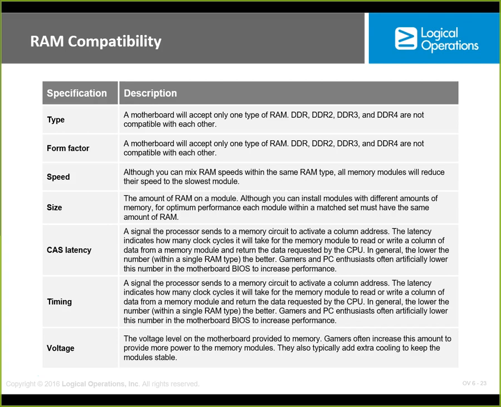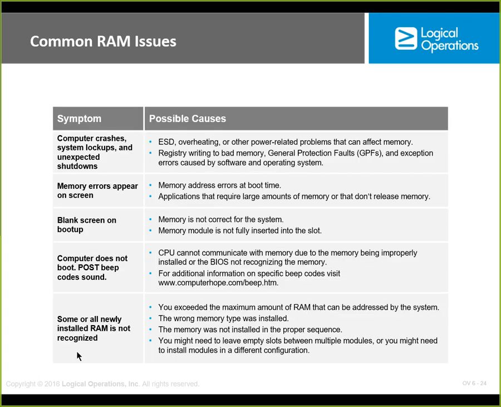Timing sends memory to the circuit to activate the column address, and then there's the voltage level the motherboard provides to the memory itself. Gamers often increase this amount to provide more power to the memory modules, and typically add extra cooling to keep the modules stable, because if memory overheats, it will become unstable.